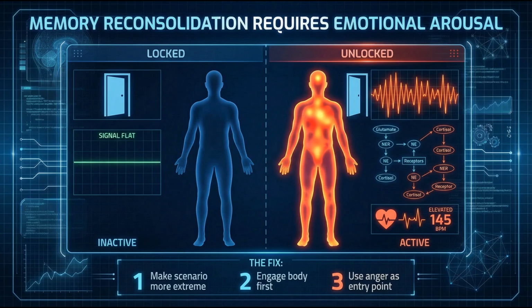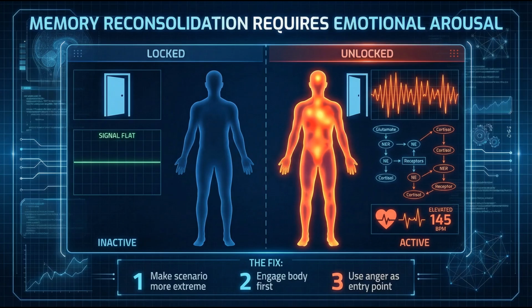First, make the scenario more extreme. You're probably being too realistic. Remember, the goal isn't accuracy. It's maximum prediction error. If you're imagining yourself being okay in a social situation, that's not contradictory enough. Imagine yourself commanding the room. Imagine people hanging on your words. Imagine the person who intimidates you being visibly impressed by you.